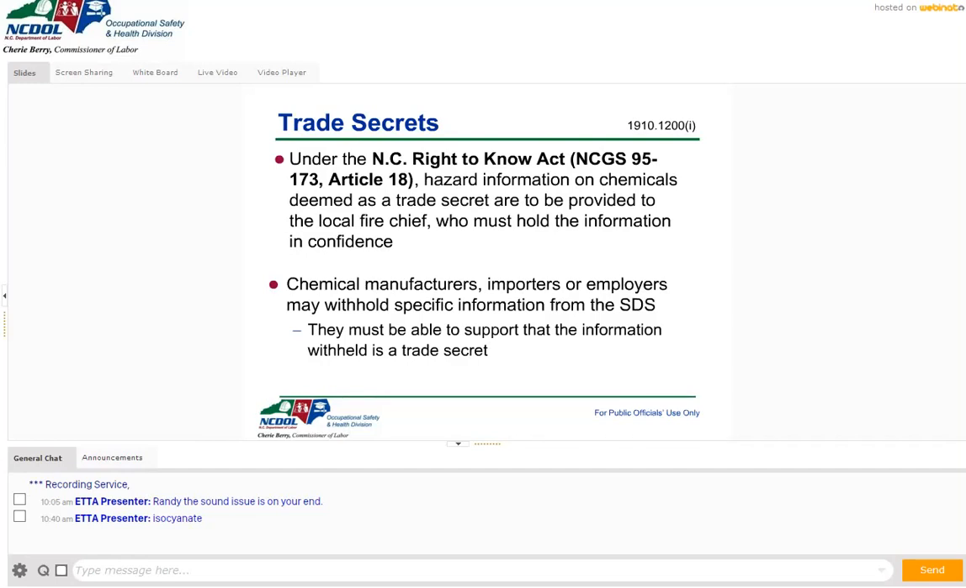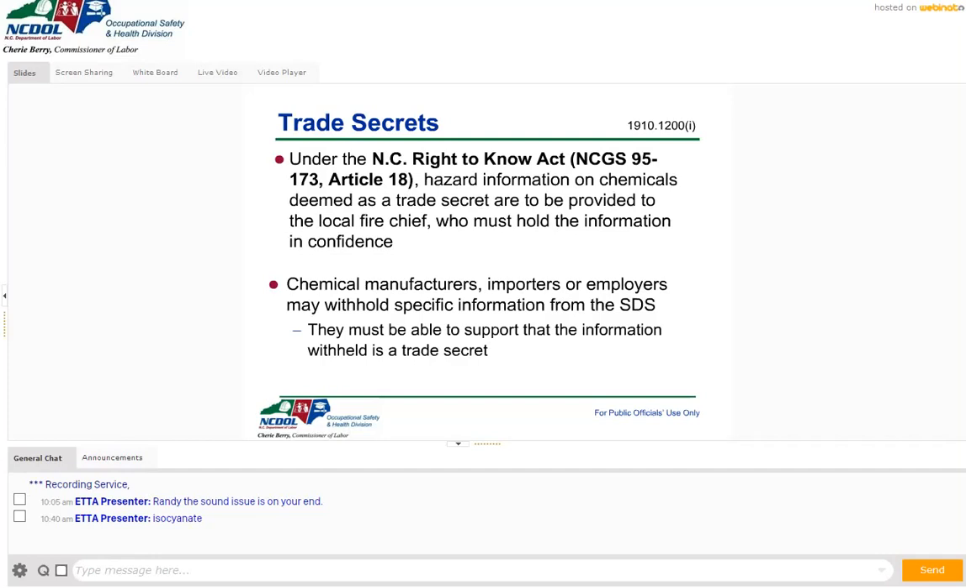Okay, I will tell you that I've worked for a company where I picked up a safety data sheet. Of course, it was a material safety data sheet then, where it says under ingredients, we consider the ingredients to this product to be a trade secret. That's allowed.